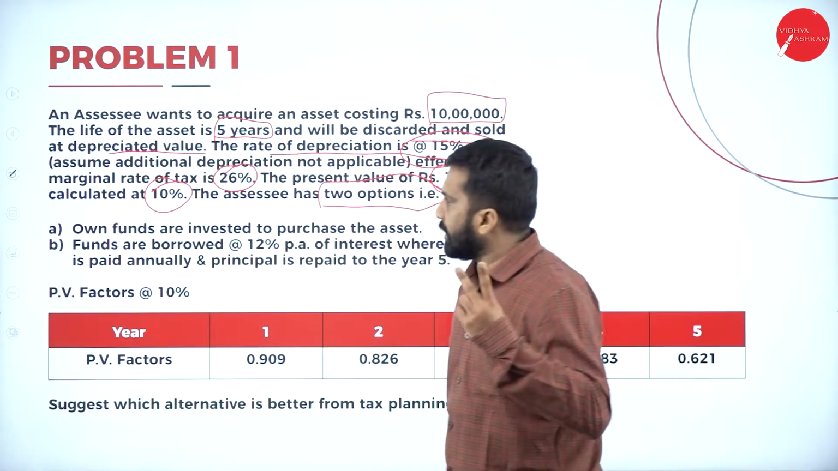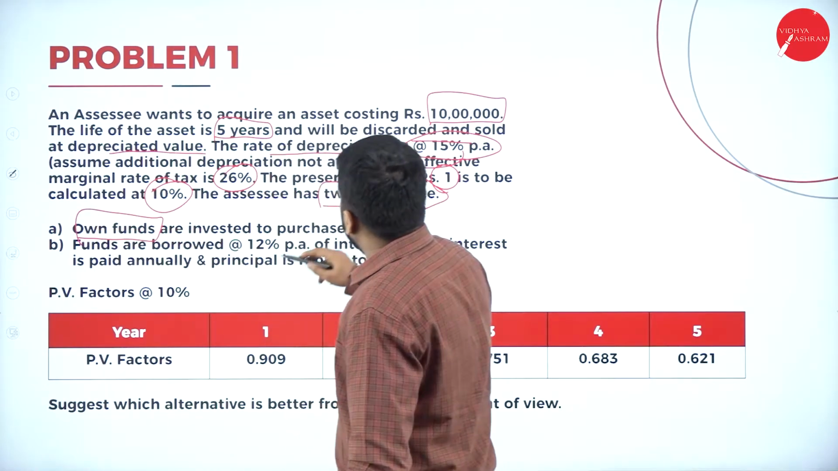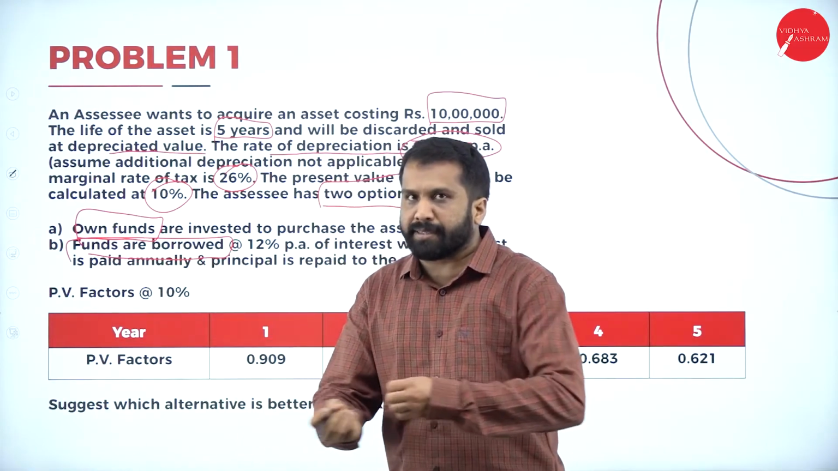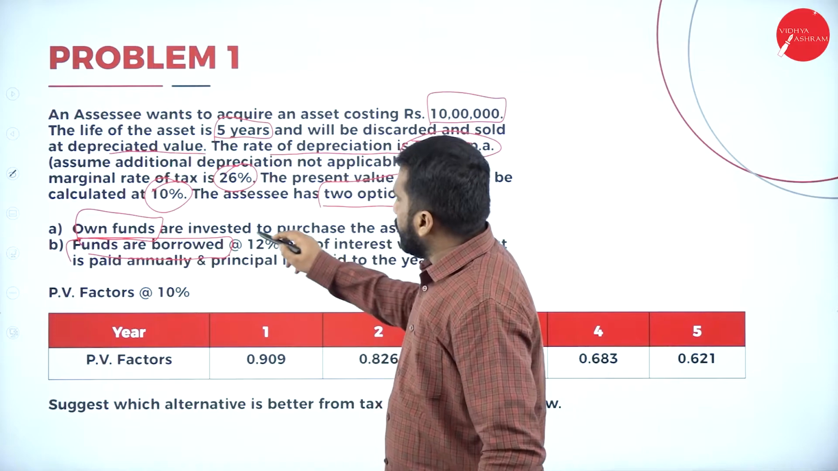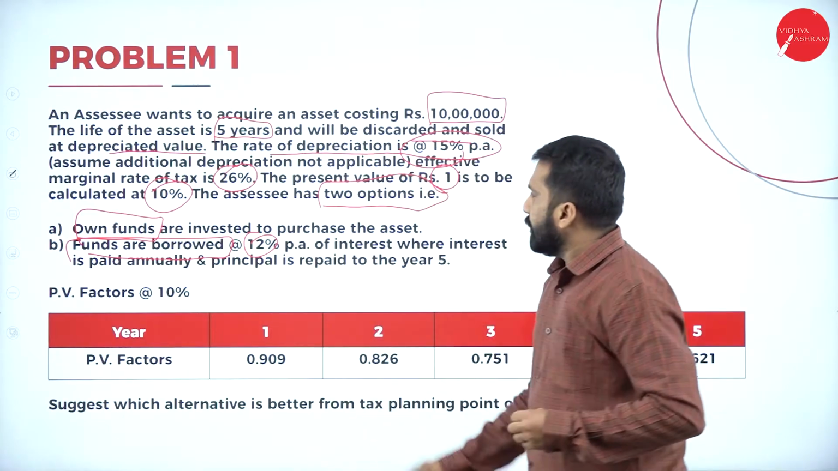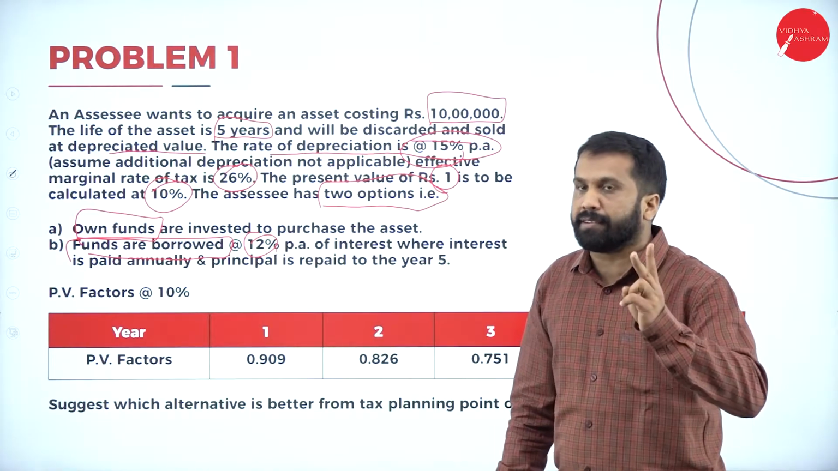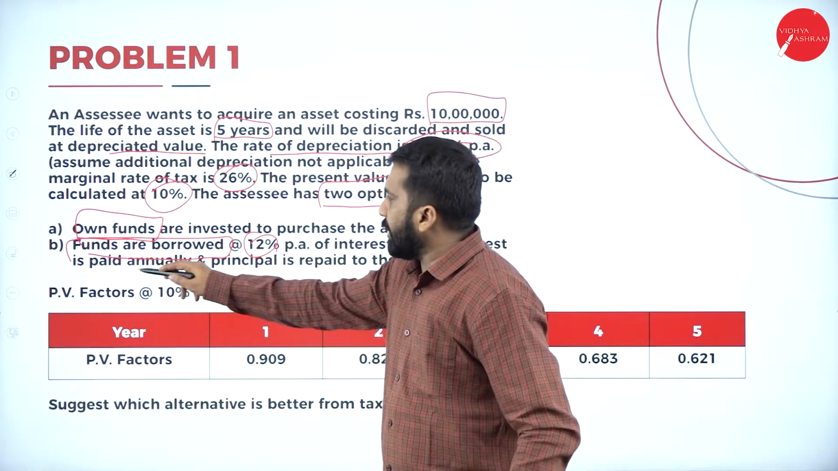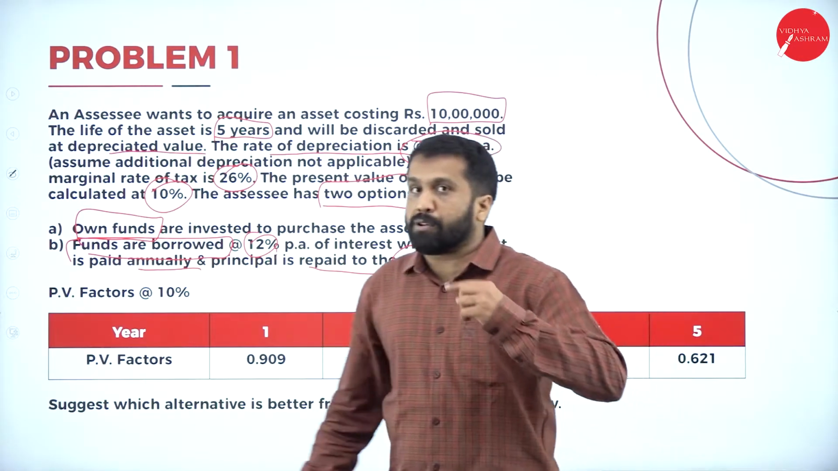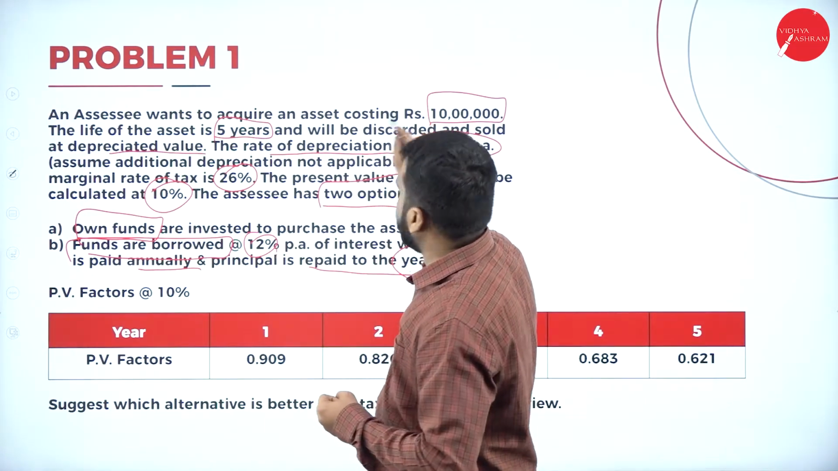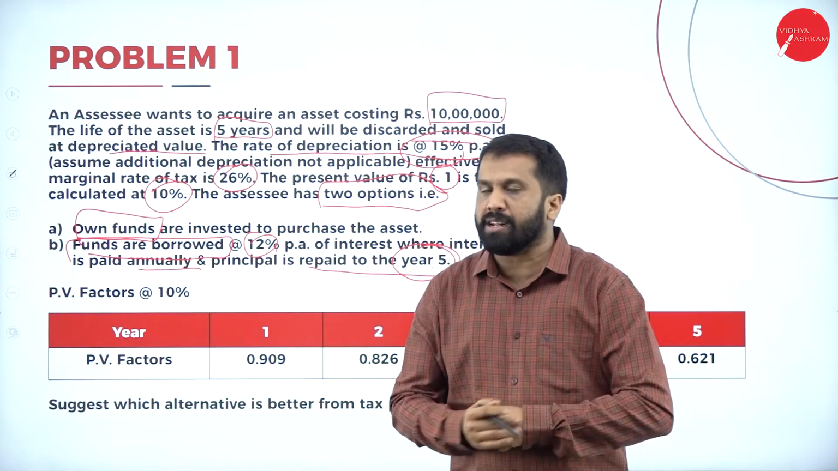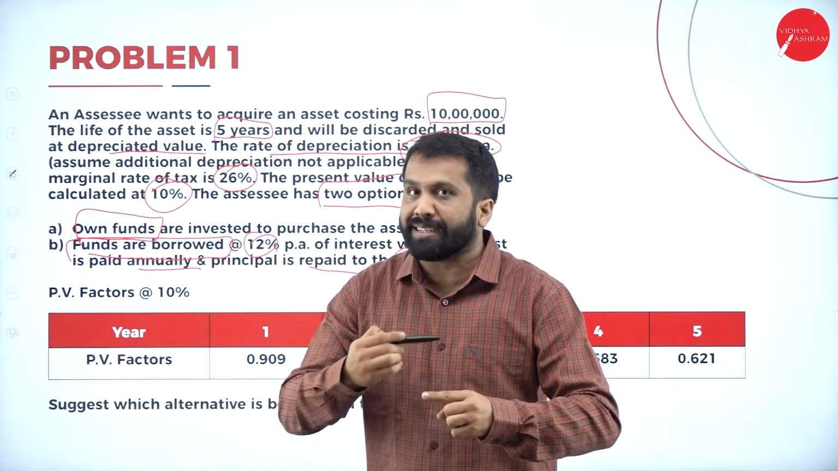There are two options. What are those two options? Own fund or, second one, borrowed fund. Own fund: you have it in your bank, take it, invest. Borrowed fund: you have to borrow from your friend, from your cousin, from somebody, and you are supposed to pay 12% interest. Interest is to be paid annually, every year. Principal is repaid in year 5. Up to 5 years, the 10 lakh is with you only. At the end of the 5th year, you repay that 10 lakh.